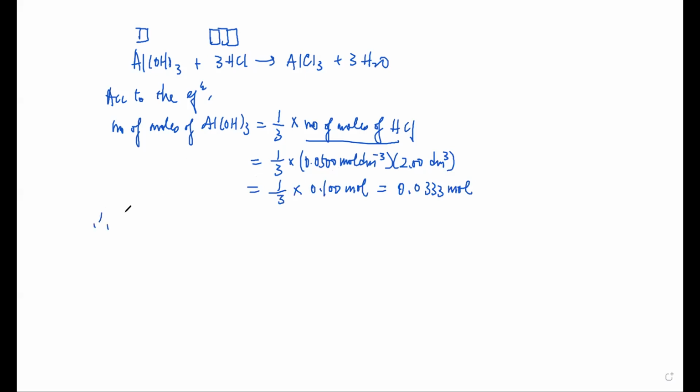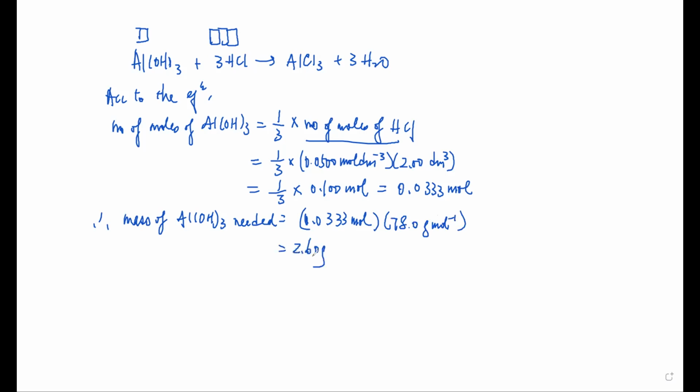So you calculate the mass of aluminum hydroxide needed. It will be 0.0333 mole times its molar mass. Its molar mass is 78.0 gram per mole. So you get 2.60 gram. So that is part 1.